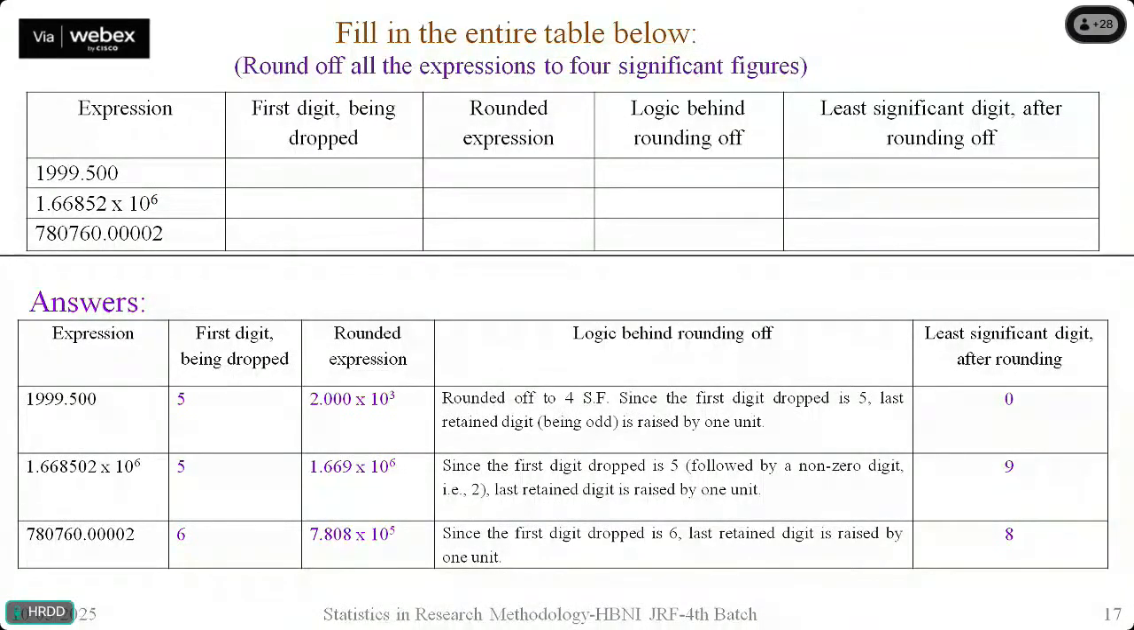Similarly, the third one: 1, 2, 3, 4, 5, 6 will be the digit. The first digit being dropped is the digit 6, which is in the 10th place. These slides I will share with you, then you can do it once.